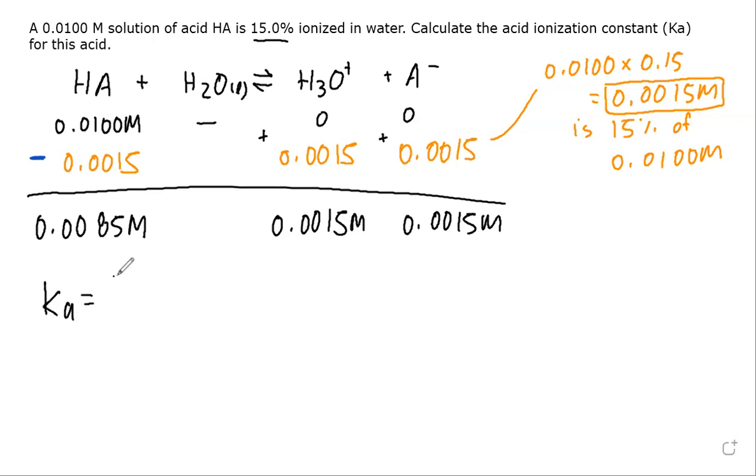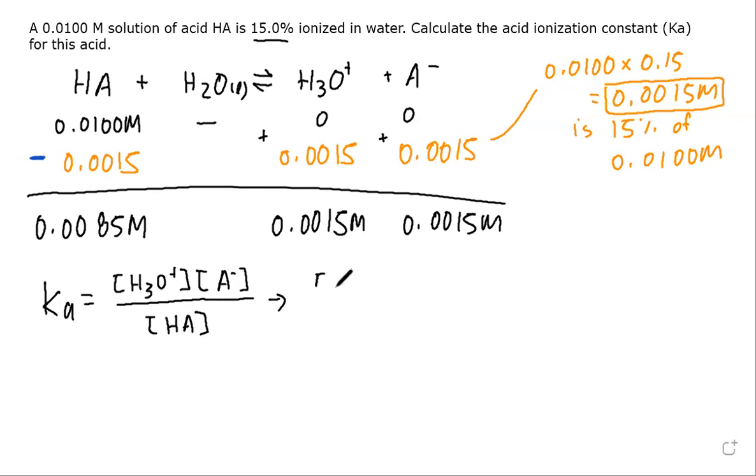Now we have everything we need to plug into the Ka expression. Ka equals the concentration of H3O plus times the concentration of A minus, each of our products multiplied together, divided by the concentration of our reactant, HA. And we don't include water in the denominator here because water is a pure liquid, so it's not included in these K expressions for acid or base ionization constants or the equilibrium constant. So let's plug in our values.